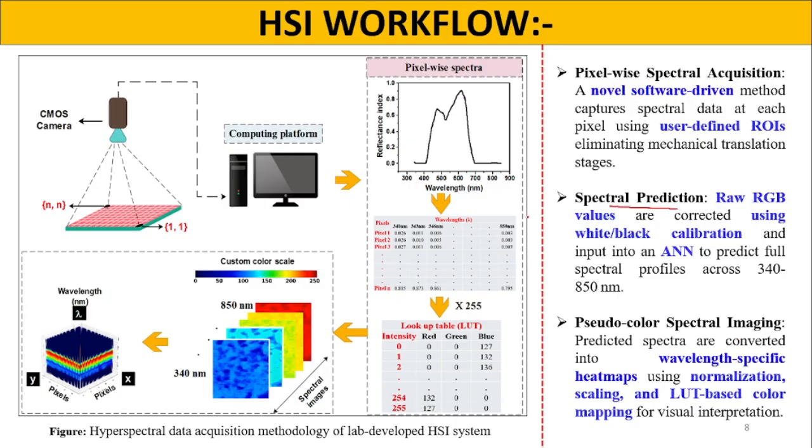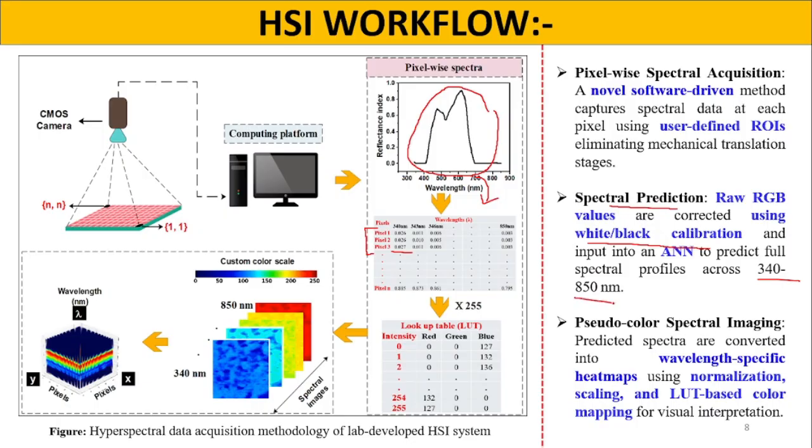Spectral prediction means that this particular pixel spectra will be converted into a tabular form with the help of a model called the ANN model. Try to understand what the values are. These are the pixels, and these are the values of each and every wavelength. Now we already have discussed why white or black calibration is there in the last class, and ultimately the wavelength range is 340 to 800 nanometer.